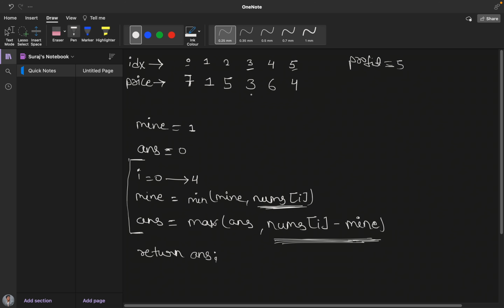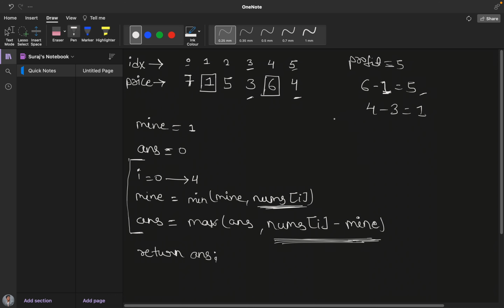Let's see how. I will buy the stock on day 1 and I will sell the stock on day 4. What will be the profit? 6 minus 1, that is 5. Now let's try some other variation. I will buy the stock on 3rd day with a price of 3 and I will sell the stock on 5th day with a price of 4. What will be the profit? 4 minus 3, that's 1. Which one is good? This transaction, because I am having a maximum profit, so I will definitely do this transaction.